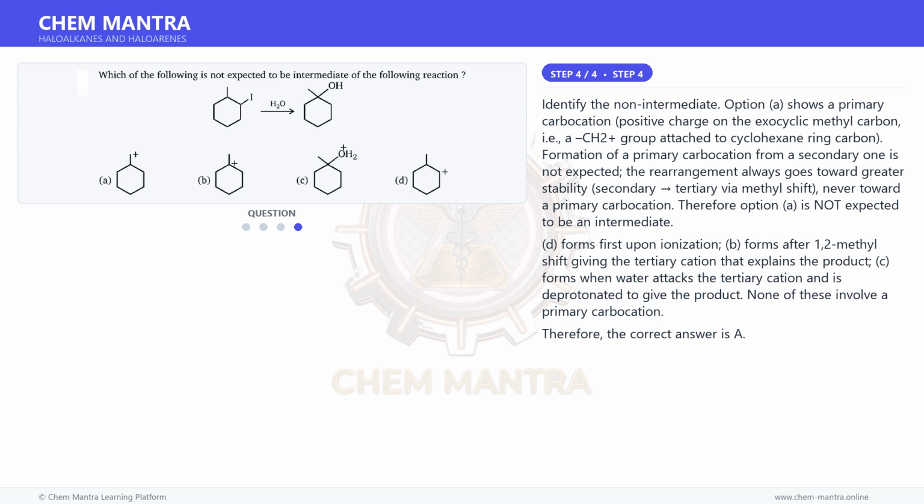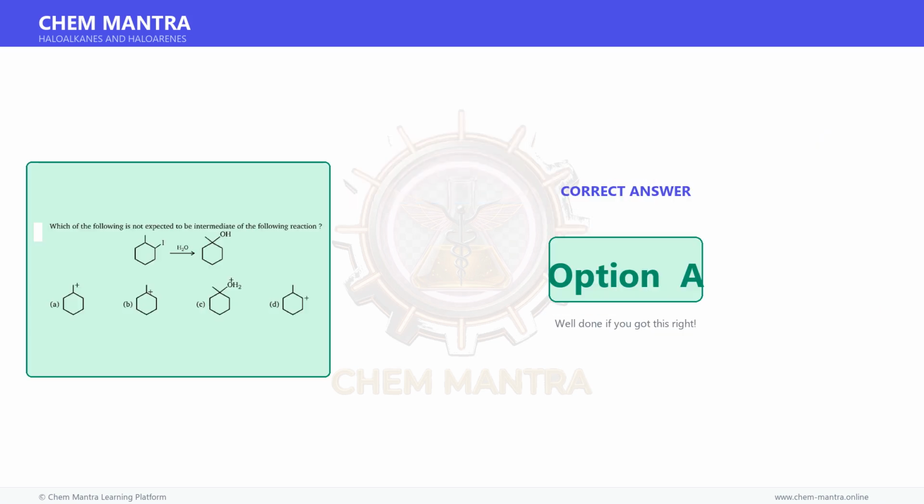D forms first upon ionization. B forms after the 1,2-methyl shift, giving the tertiary cation that explains the product. C forms when water attacks the tertiary cation and is deprotonated to give the product. None of these involve a primary carbocation. Therefore, the correct answer is option A.